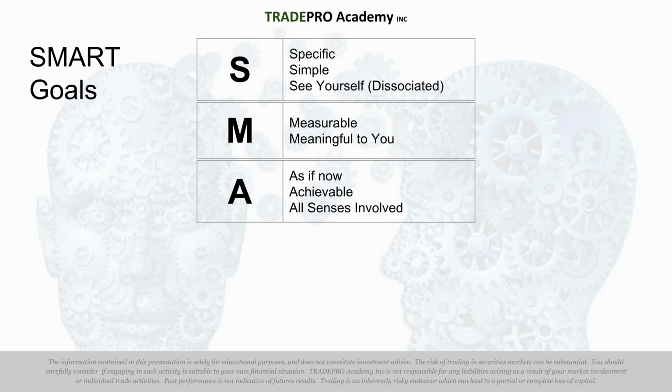All right. The A part of SMART goals is achievable. And as if now. Act like this goal that you have is achievable right now. Say you want to make $1,000 a day trading, and you say in a year, that's my goal. Act as though that's possible today. If you don't think it's possible today, you're not going to do the work today necessary to get you there. Believe that it's possible today. It also has to be achievable. It can't be something like, I want to become the next Buddhist monk, unless you really want that.